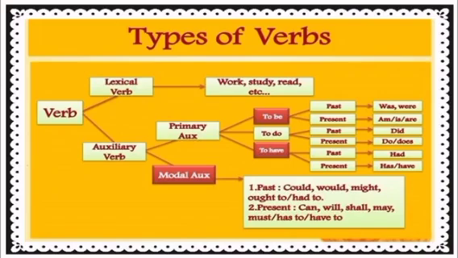Next, we have auxiliary verb. Auxiliary verb is further subdivided into two types: primary auxiliaries and modal auxiliaries. Primary auxiliaries are further subdivided into three: be verbs, do verbs, and have verbs. In past form, we have was, were. In present form, we have am, is, are.